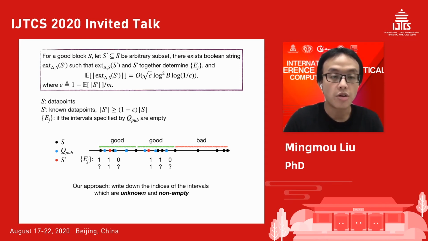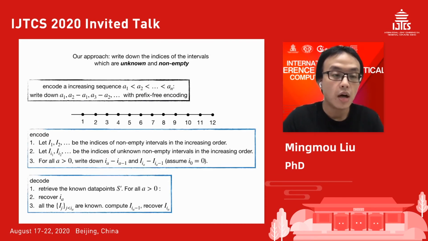To fully recover array E with the known data points, our approach is writing down all the unknown and non-empty intervals. A way to encode a set of numbers is to sort them in increasing order and to write down the differences. We encode the unknown non-empty intervals in the same way.